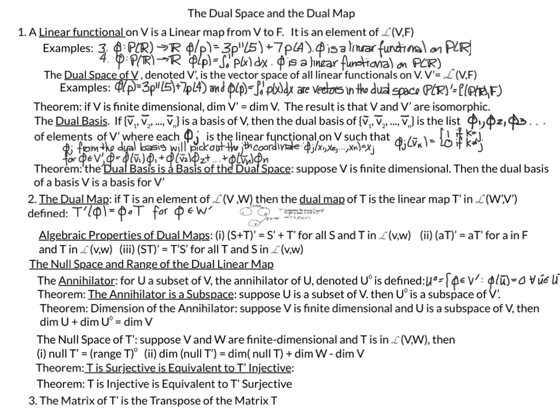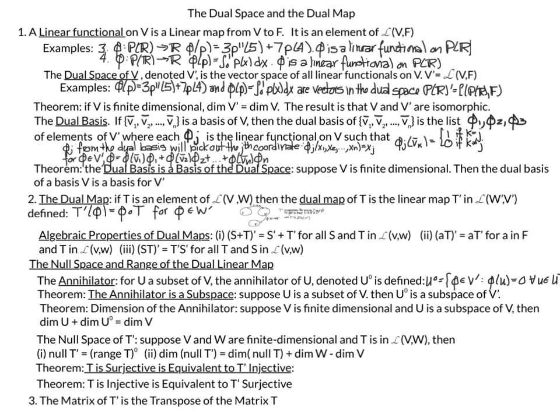We start by defining the linear functional on a vector space V. The linear functionals are linear maps or functions from V to F. So they're linear, they're functions, hence linear functional. A linear functional is an element of the space of linear maps from a vector space V to a field F. The field F could be the real numbers, it could be the field of complex numbers.